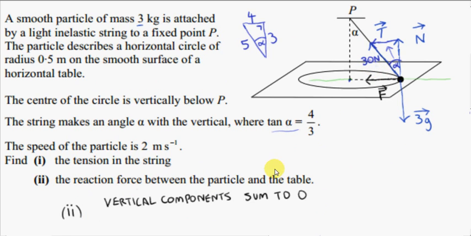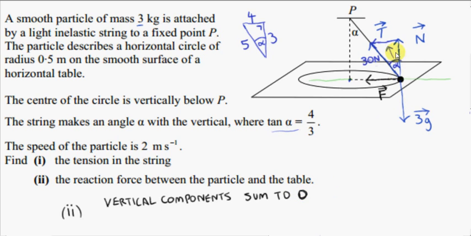Now, to get the reaction force between the particle and the table, that's vector n, we notice that the vertical components sum to 0. That's because the particle does not move in the vertical direction. It remains in this horizontal plane. So it's got no acceleration in the vertical direction, which means that the vertical component of the resultant force is 0. Well, that's clear. The resultant force is in the horizontal plane. So we could look at the vertical components of these three vectors, sum them, and we get 0.